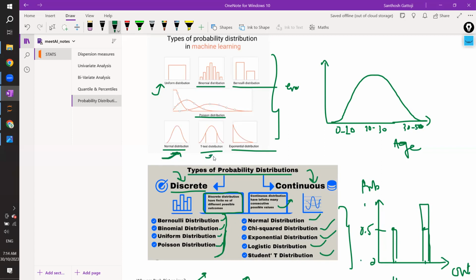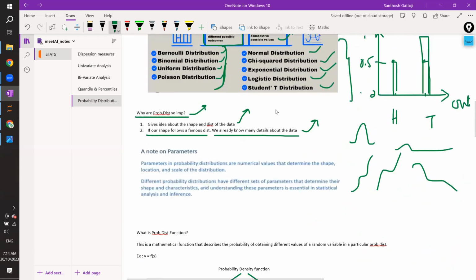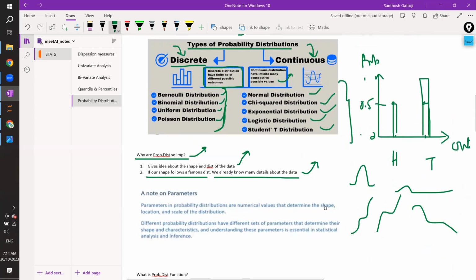Similarly, you will have t distribution, exponential, Poisson, uniform, binomial, Bernoulli, etc. These are some of the famous distributions, guys. Now the important point here is, let's say someone has given you some data, and you are trying to plot this and understand. One thing is, you can try to get a shape and distribution of the data. That's fine. But the important point is, if your shape follows a famous distribution, you already know so much of the data.